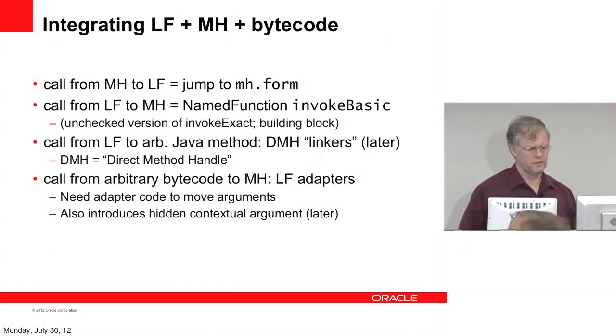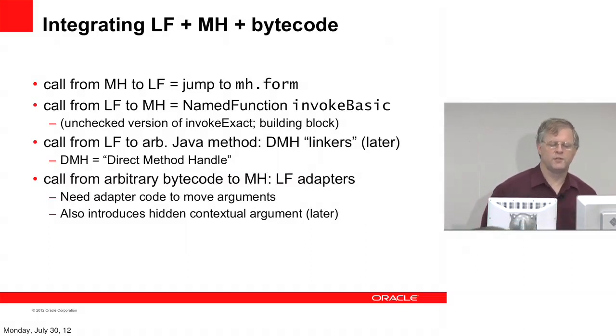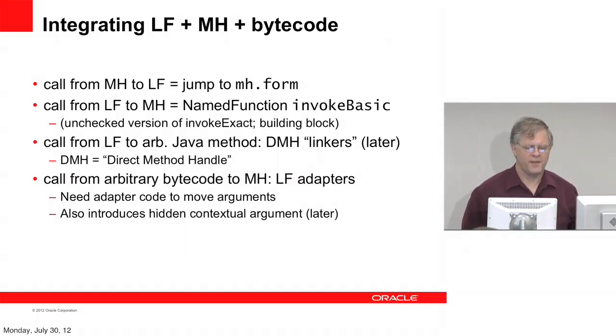All right. So how do we put all the pieces together? Well, let me give you some cases. You have to be able to call from a method handle to its internal Lambda form, the Lambda form that provides its behavior. And that's just a jump. The VM knows how to do this. This is a hardwired piece of the system.